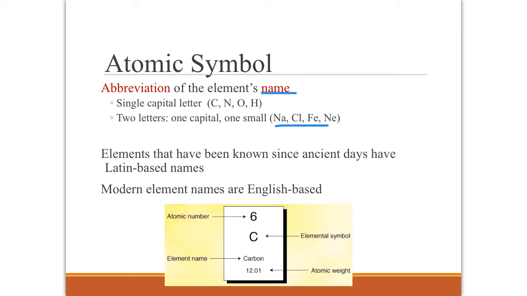Elements that have been known since ancient times have Latin-based names, which is why we have Na for sodium instead of something more logical like involving an S. Our modern element names are English-based and sometimes actually are connected to a particular person, such as Einstein, or a location, such as Poland or America.